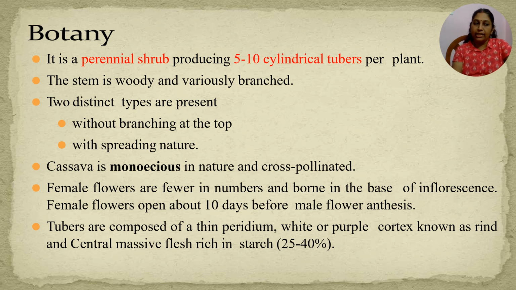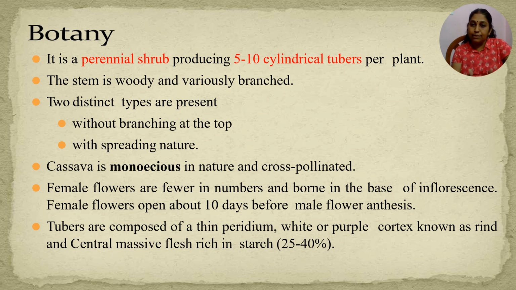Coming to its botany, it is a shrubby plant which is perennial in nature, but we are cultivating it as annual. Per plant, around 5 to 10 cylindrical tubers can be produced. The stem is woody. It can be either branching type or non-branching type. Cassava is monoecious in nature. The flowers are unisexual, but both male and female flowers will be present in the same inflorescence.